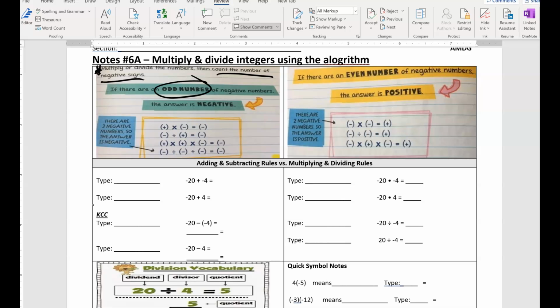If it is an odd amount of negative signs, like 1, 3, or 5 negatives, then your answer is negative, right? And if there is an even amount of negative numbers, then your answer is positive, right? So like a positive times a negative or a negative divided by a positive, it doesn't matter whether the number is bigger or smaller, which one's negative. If there's just one negative sign, your answer is going to be negative. And same thing on the other side. If there are two negative signs, your answer is going to be positive.